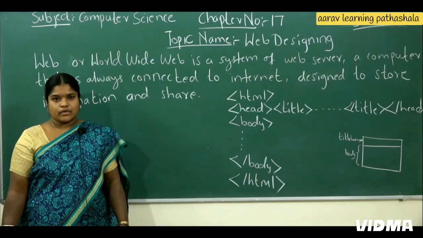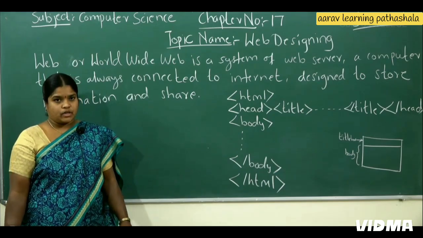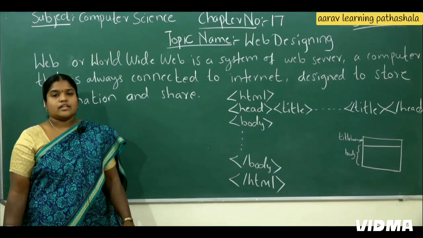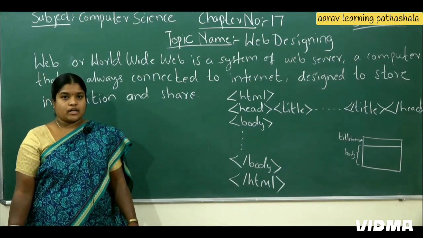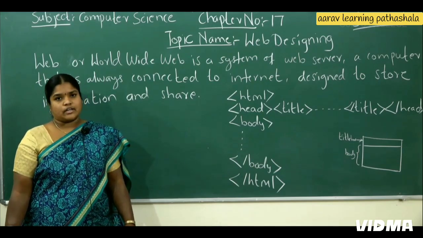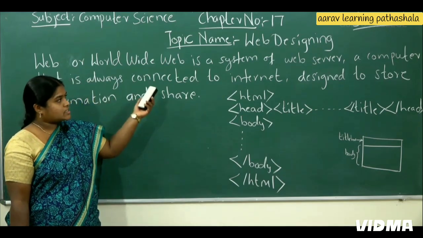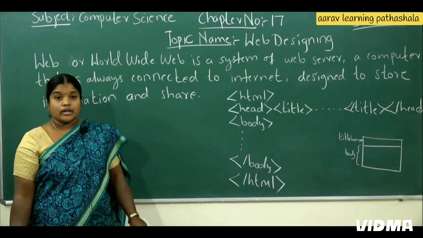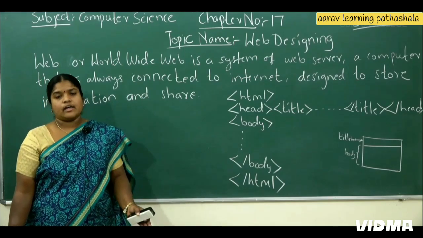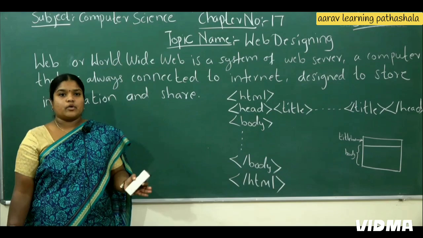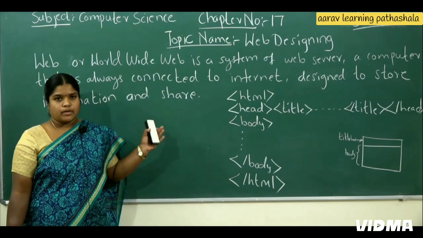Web or World Wide Web, that is W3, is a system of web server or internet server specially designed to store information and share, and it is always connected to the internet. So here we can see the definition. It is a system of web server or internet server which is always connected to the internet, and it is basically used to store the information and share. That is nothing but a web.